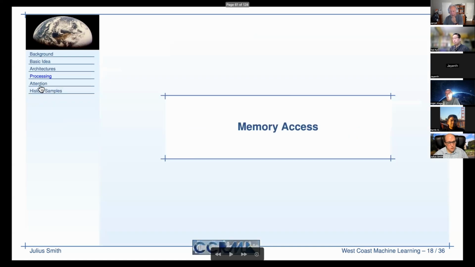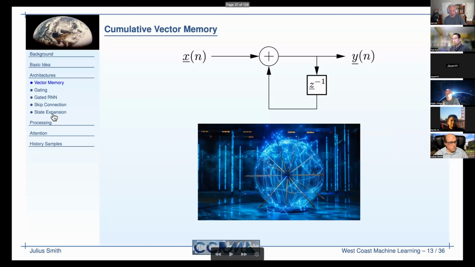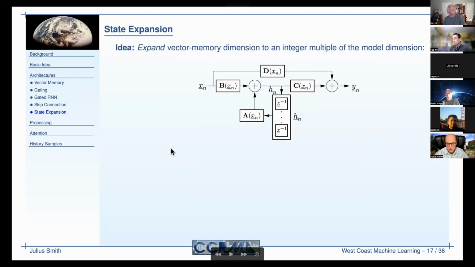Let's see, where are we? Oh yeah, it's up here. State expansion. So this is our state expansion version, and we need that to get to things like Mamba.